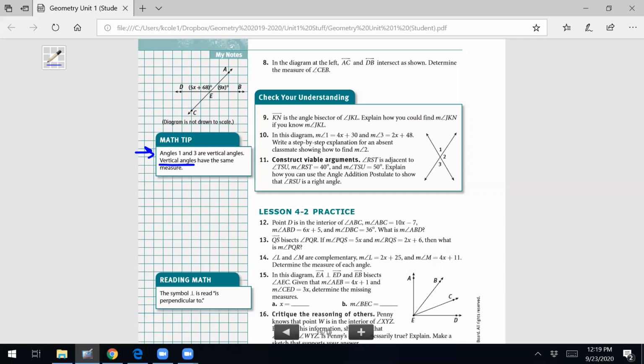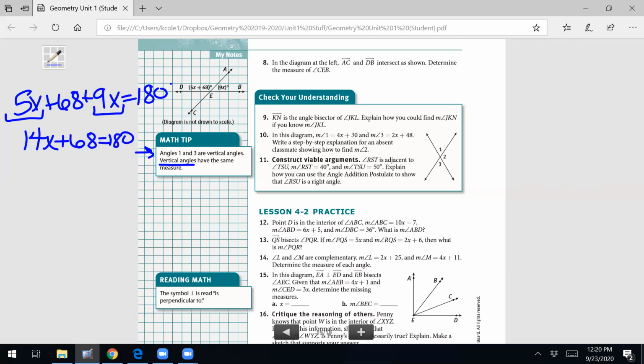Good, because what are those two angles? Supplementary. Okay, those two are supplementary, so they're going to equal 180. Good job, y'all. What's 5x and 9x? 14x plus 68 equals 180. I solve quickly because that's not really geometry. That's an Algebra 1 skill. So I'm just assuming that you know how to solve. If you are struggling with that, let me know and we can do things slower to kind of review. But otherwise, it should be easy.